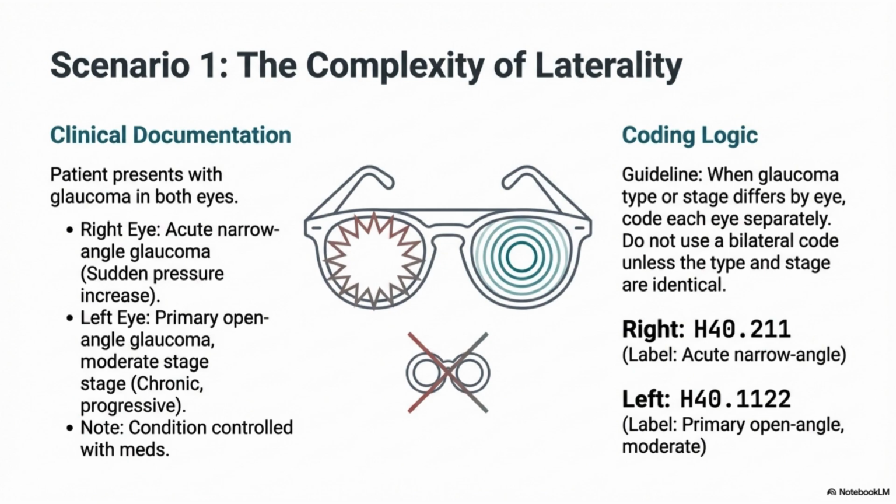Because the type and stage differ, we cannot use a bilateral code. The guideline is very clear: if the eyes are not identical in type and stage, code each eye separately. So we assign H40.211 for the right eye and H40.1122 for the left eye. This ensures the record reflects the true clinical picture.